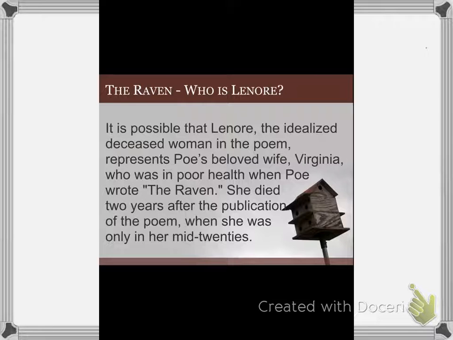All right, The Raven. Who is Lenore? It is possible that Lenore is the idealized, deceased woman in the poem. It's possible that she represents Poe's beloved wife, Virginia, who was in poor health when Poe wrote The Raven. She died 2 years after the publication of the poem, and she was only in her mid-20s. So she died very, very young, and that's possibly the inspiration.